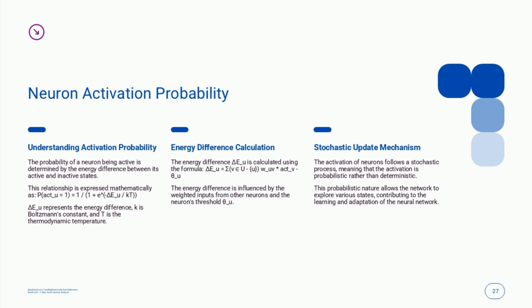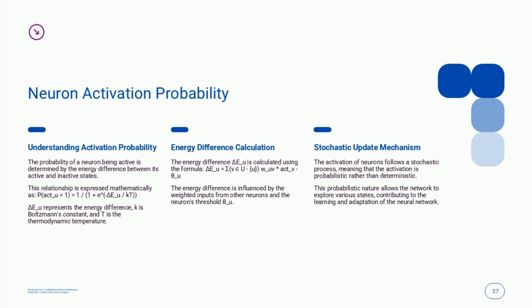Let's dive into the math on this slide, but we'll approach it with a story instead of equations. Imagine you're a manager at a company, and you're deciding whether or not to assign a task to an employee. You'll evaluate a few things before making that decision, like energy difference. Think of this as how much effort it will take for the employee to complete the task. If it's a small effort and aligns with their strengths, they're more likely to do it. If it's a massive undertaking, you'll hesitate or look for other options.